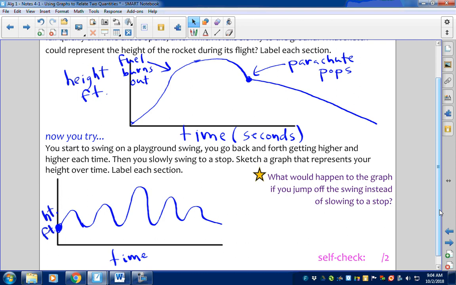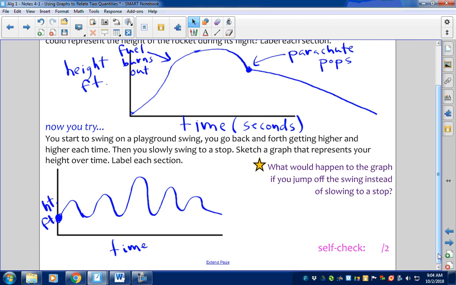So 3 things you have to do. You have to describe what's happening on a graph, relating the 2 variables, matching a graph to a table, and then drawing a graph given a scenario.